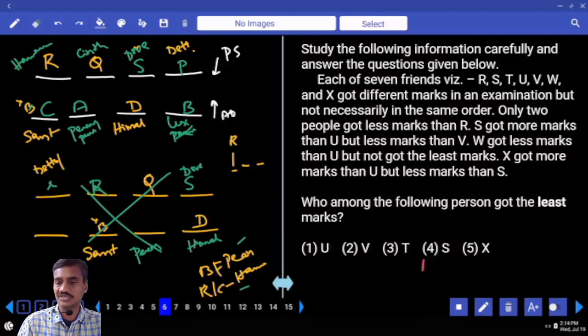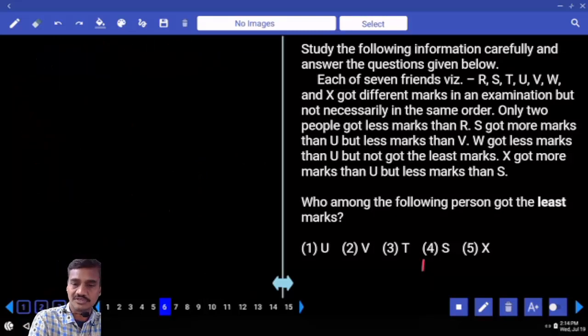Now 6 onwards it is based on which category? Now first priority. 7 friends were there, they got different marks in an examination but not necessarily in the same order, isn't it? Now these 7 persons are being compared in the marks they have got. Now 7, 1, 2, 3, 4, 5, 6, 7. Now these 7 persons come into condition number 1. And only 2 people got less marks than R.